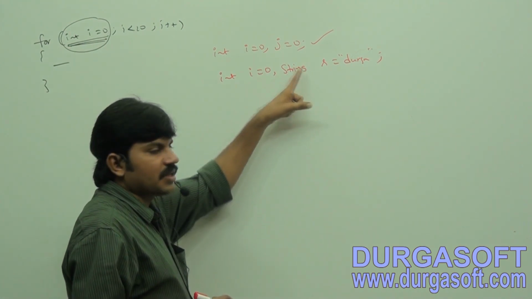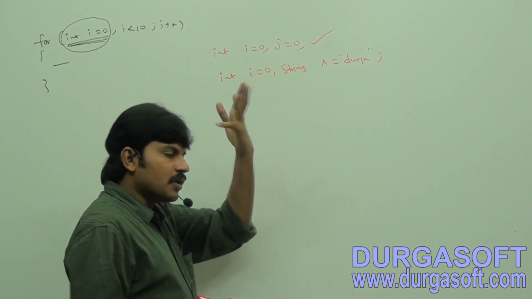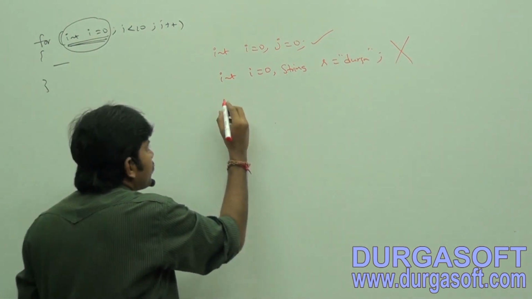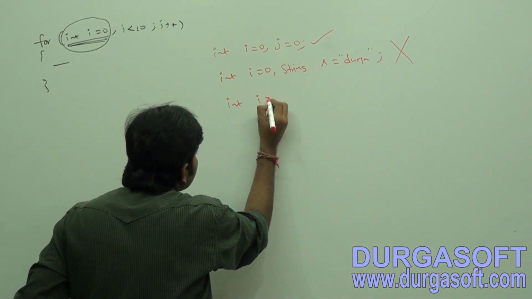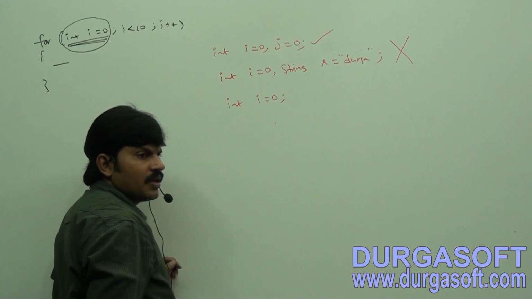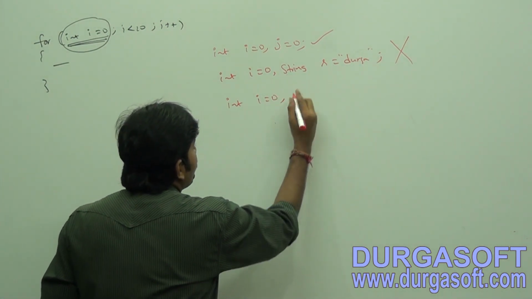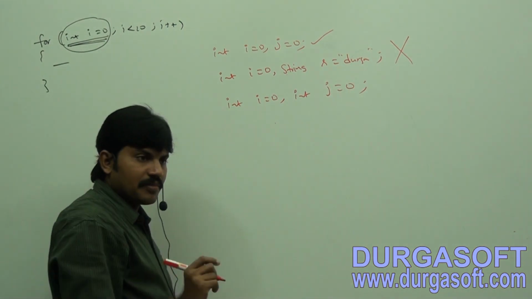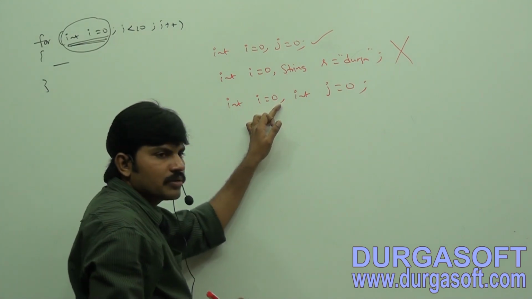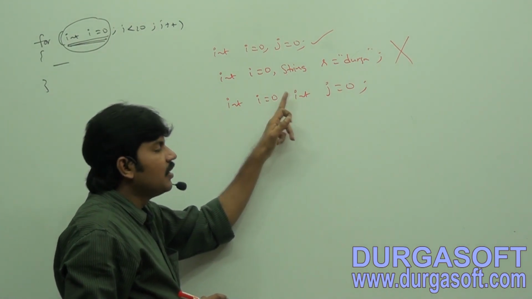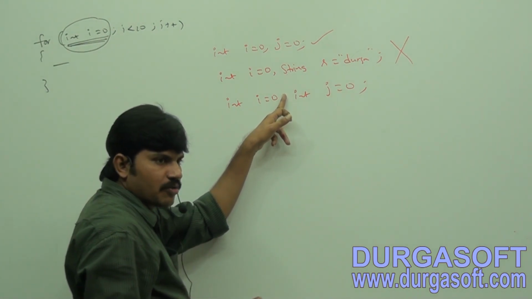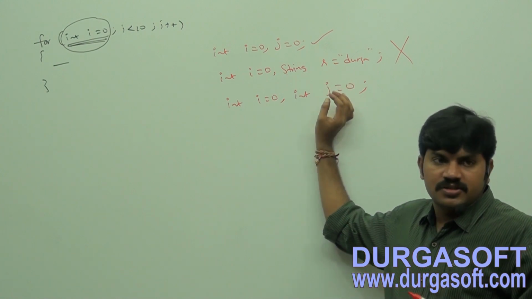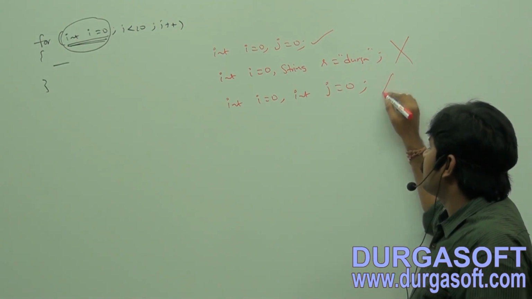By mistake, if you are taking different types, it is not at all possible. That's why this one is invalid. Now, int i = 0, comma int j = 0. This one is also invalid because you want to specify the type once again. Compulsorily here we have to take a semicolon. If I take a semicolon, the second one is treated as a conditional check. That's why this one is also invalid.